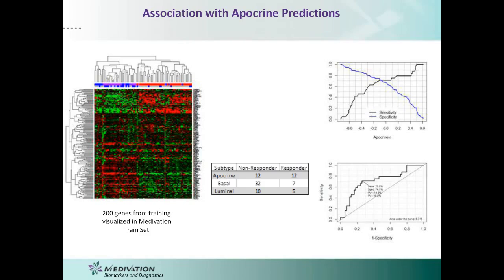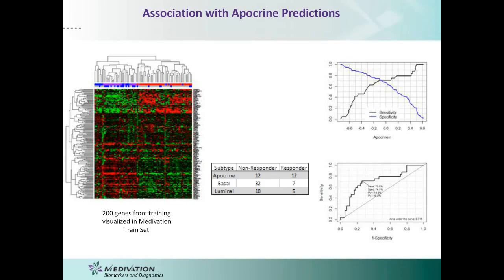And what we see is that the apocrines in purple are enriched for those blue or responsive samples, whereas the basals on the right-hand side have a much lower number of responders, and this matches the general features that we see when looking at the PAM50 genes as well. Now, if we take this apocrine prediction to be our biomarker, we can see in the table in the middle that of the apocrine predictions, about 50% of them, 12 out of 24, are responders.